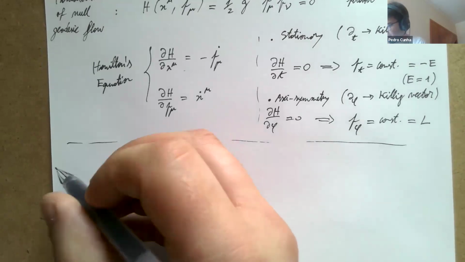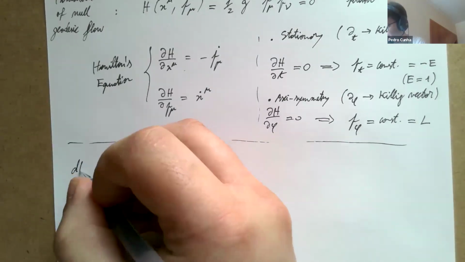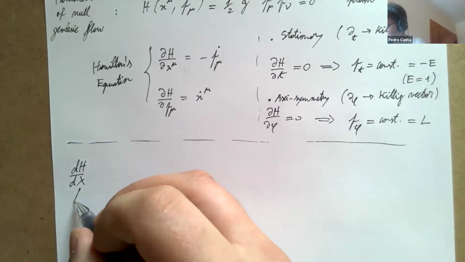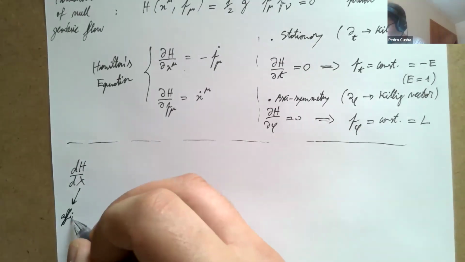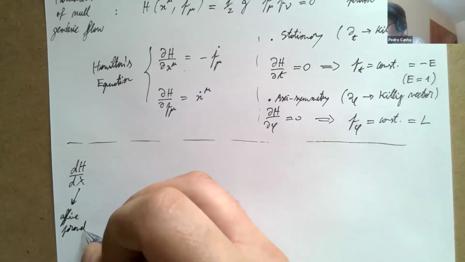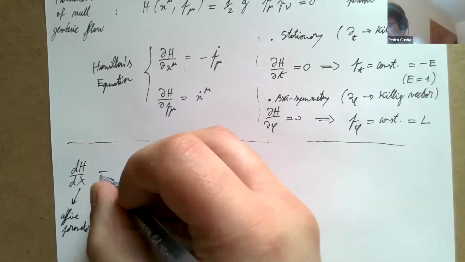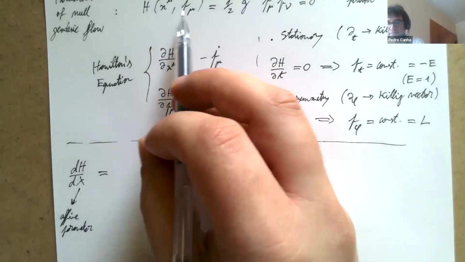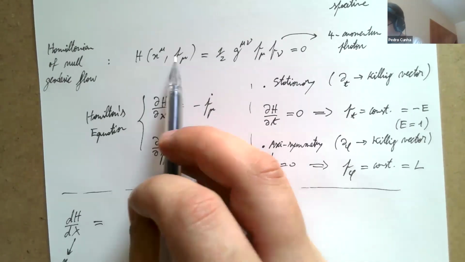Let me also mention that if you take the total derivative of the Hamiltonian with respect to the affine parameter, so this lambda is the affine parameter along the geodesic. Since H depends on x and p, I can take the partial derivatives.